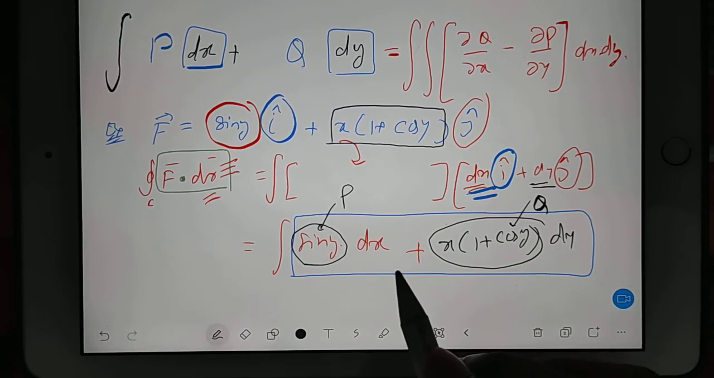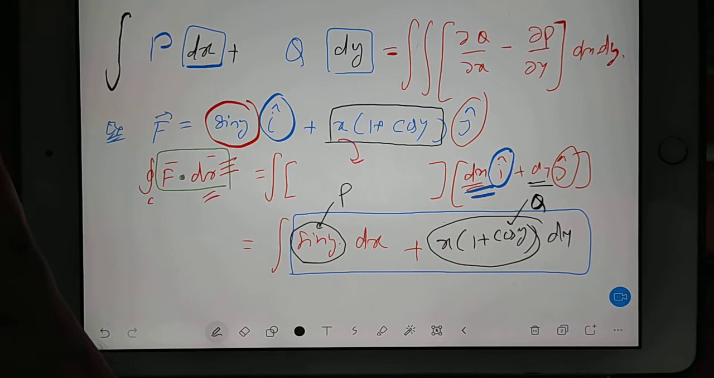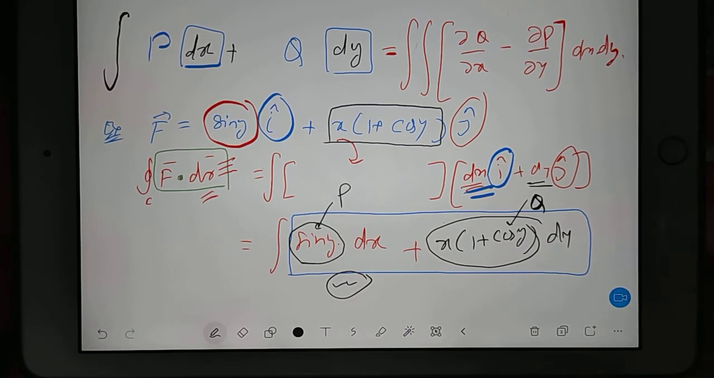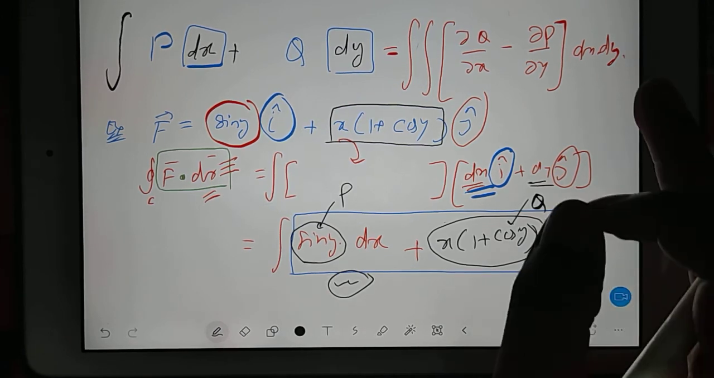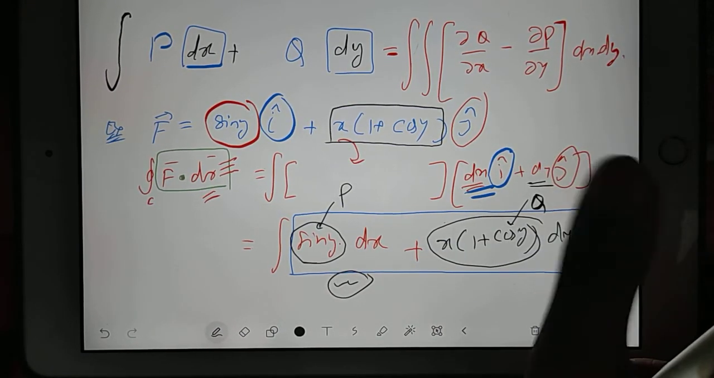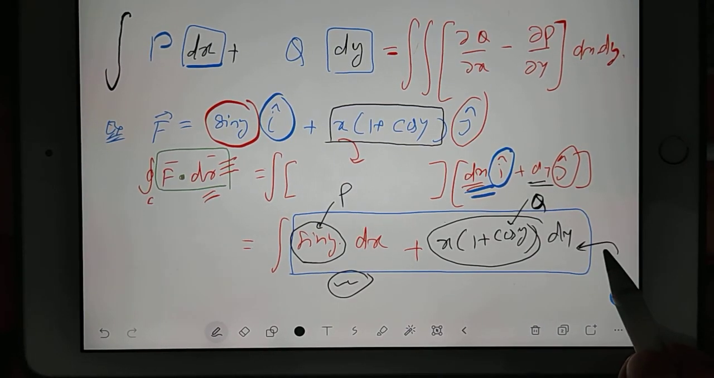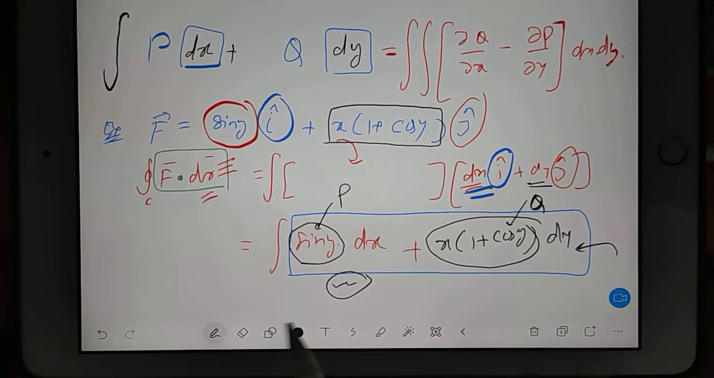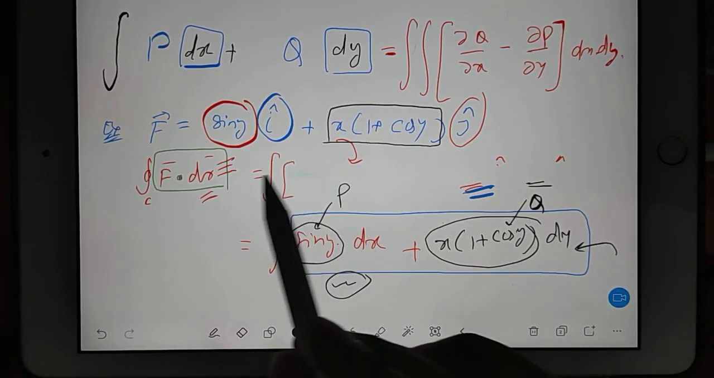So for this purpose, now one thing is clear. Is it easy to integrate or not? That depends on your integration skills. But here I am teaching you how to convert, how to apply Green's theorem. So this is a line integral, and I want to convert it into Green's theorem. How can I convert it into Green's theorem? So the idea is, I will erase this part.